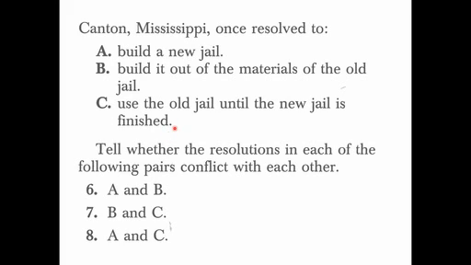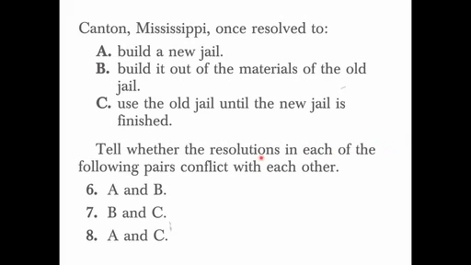I had this one on one of those daily calendars one time, showing how things aren't always as logical as people like to think they are. Canton, Mississippi. The city council decided this: to build a new jail. Got it. To build it out of the materials of the old jail. That makes sense. You might as well save some money. And then just go ahead and use the old jail until the new jail is finished. Do you right away see the problem he's going with this?